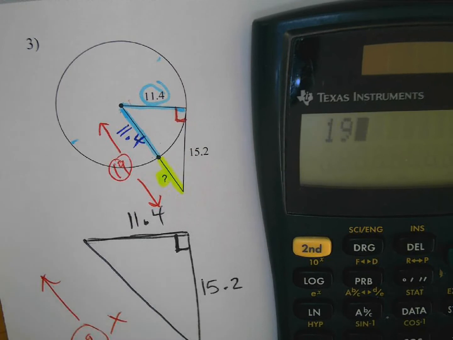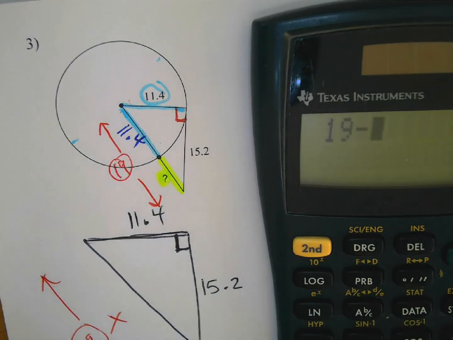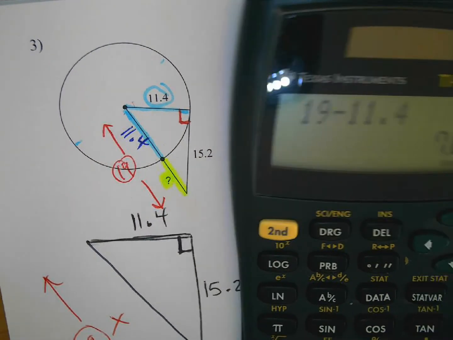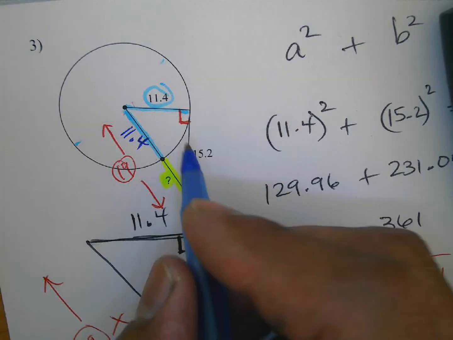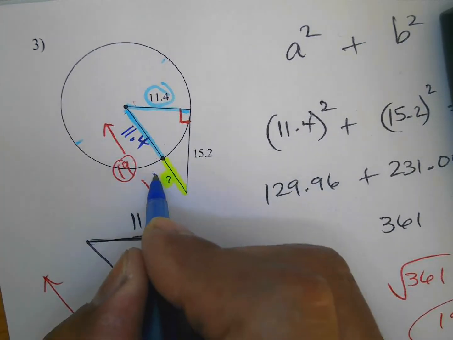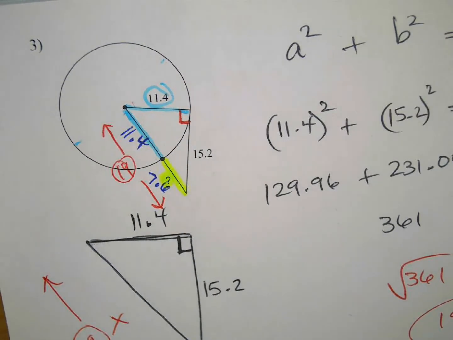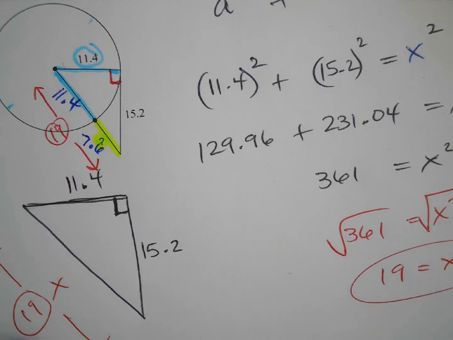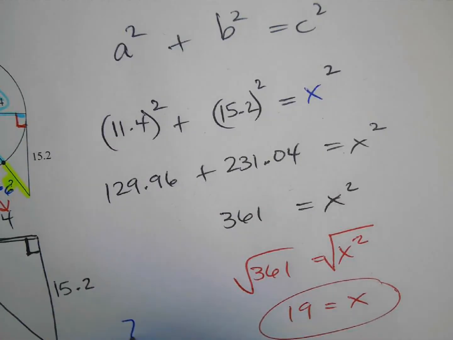That would be 19 minus 11.4 is going to give you 7.6. That's how much this little piece is. 7.6. That is the answer for this problem, okay? So the answer for this problem for this little piece is 7.6.